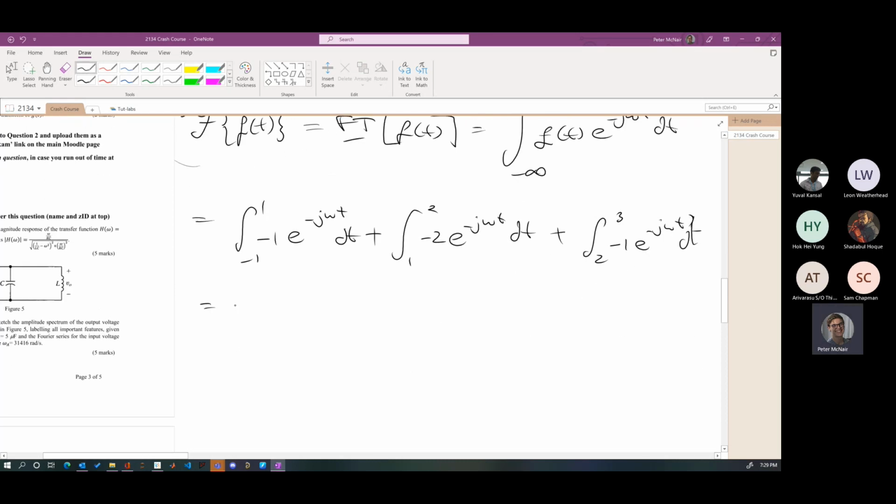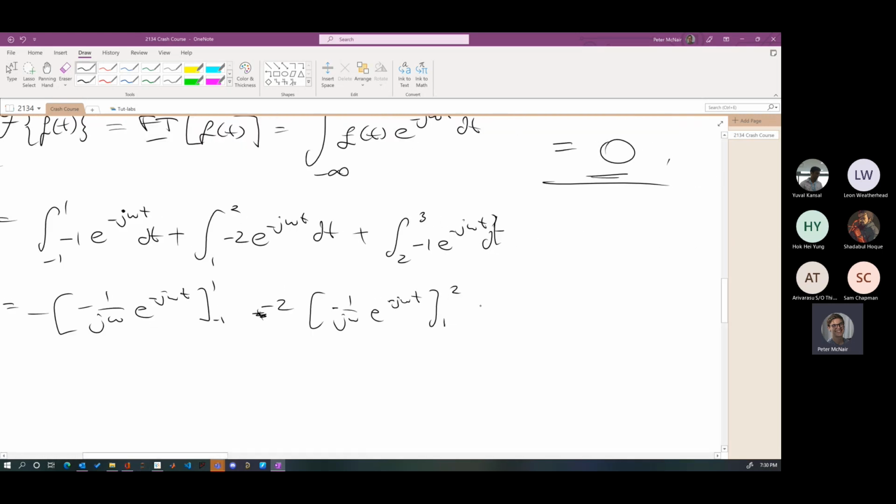Continuing on, we just treat these as constants, right? Because it's in terms of dt, j doesn't really matter. So we can do -1 on j omega e to the minus j omega t, from -1 to 1, plus, sorry, -2, -1 on j omega e to the minus j omega t, from 1 to 2, and you get the picture. So this one's not too bad a question. Any questions on this integration, or does it seem okay?